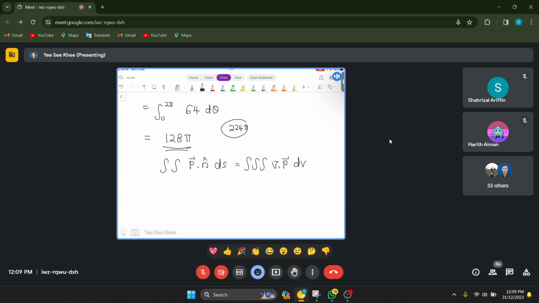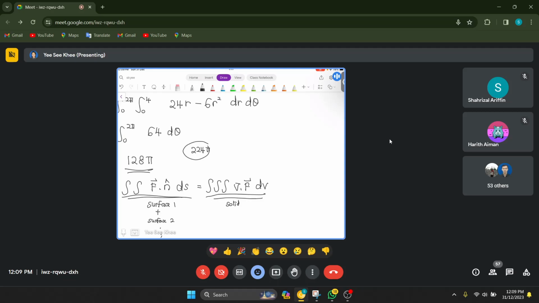So this is the divergence theorem. The divergence theorem is for us to find the flux coming out from a solid. The surface integral is used to calculate the flux coming out from the surface. This is for the solid, right? If you want to verify both of them, you must add all the surfaces together. Surface 1, surface 2, and so on.